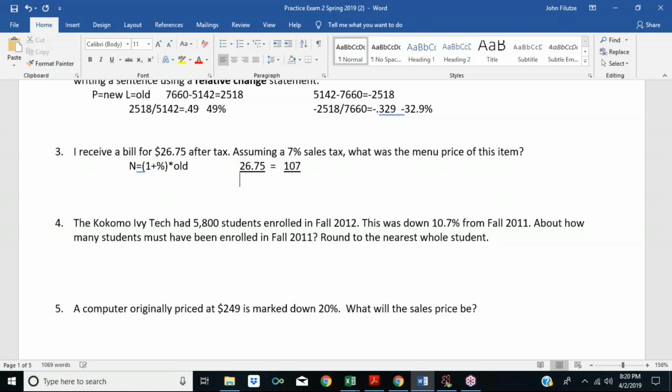And then on the bottom, we'd have X. We're trying to figure out what 100% is. And then we'd have the 100 over here. Then you multiply 26.75 times 100 and then divide by 107. If we were doing it in the equation form, we'd say the new is 26.75. And then we'd have 1 plus 0.07 times the old. We're trying to find out the old value. And so we'd have to take 26.75 and divide it by 1.07. And it looks like if we do this, the old is $25.